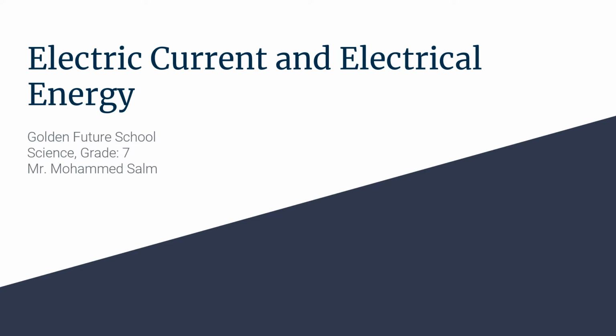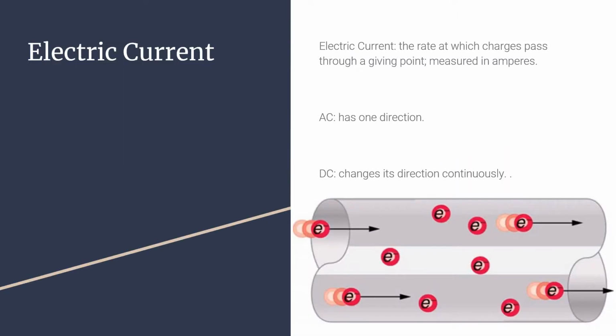Today's topic is in section 2, chapter 14, page 258 about electric current and electrical energy. So we are starting this subject today. So electric current, first we have to know the definition and what is electric current. Electric current is the rate at which charges pass through a given point, measured in ampere.